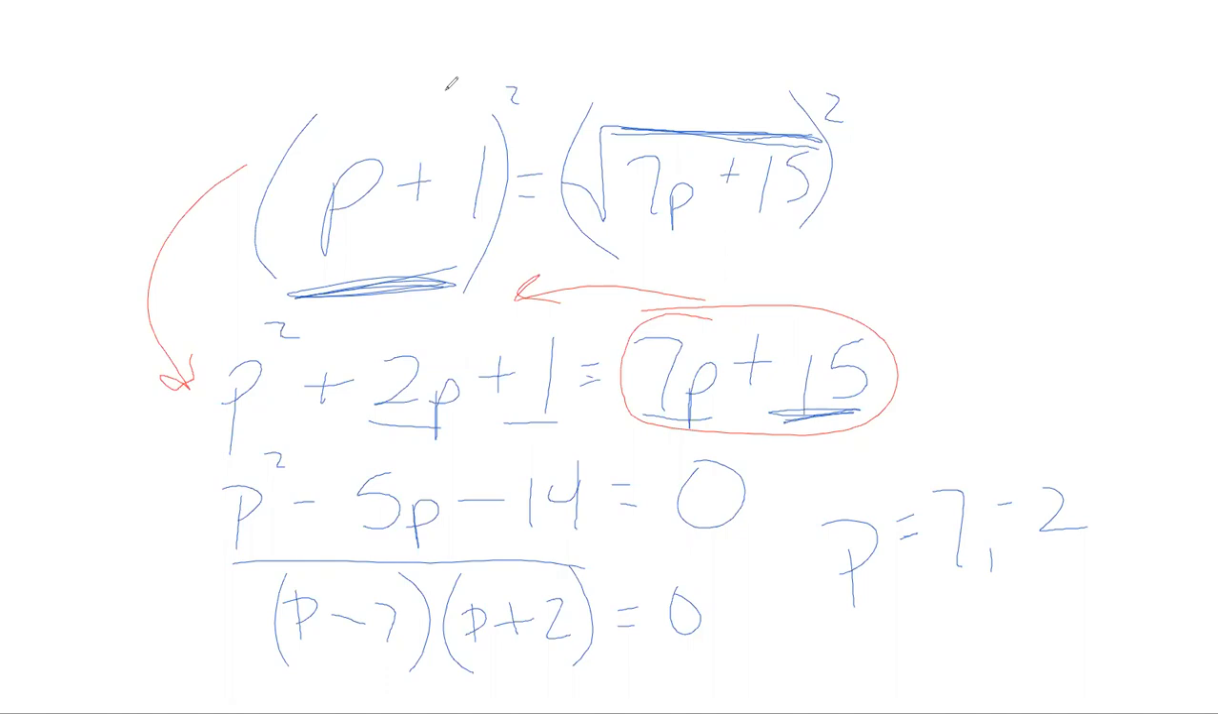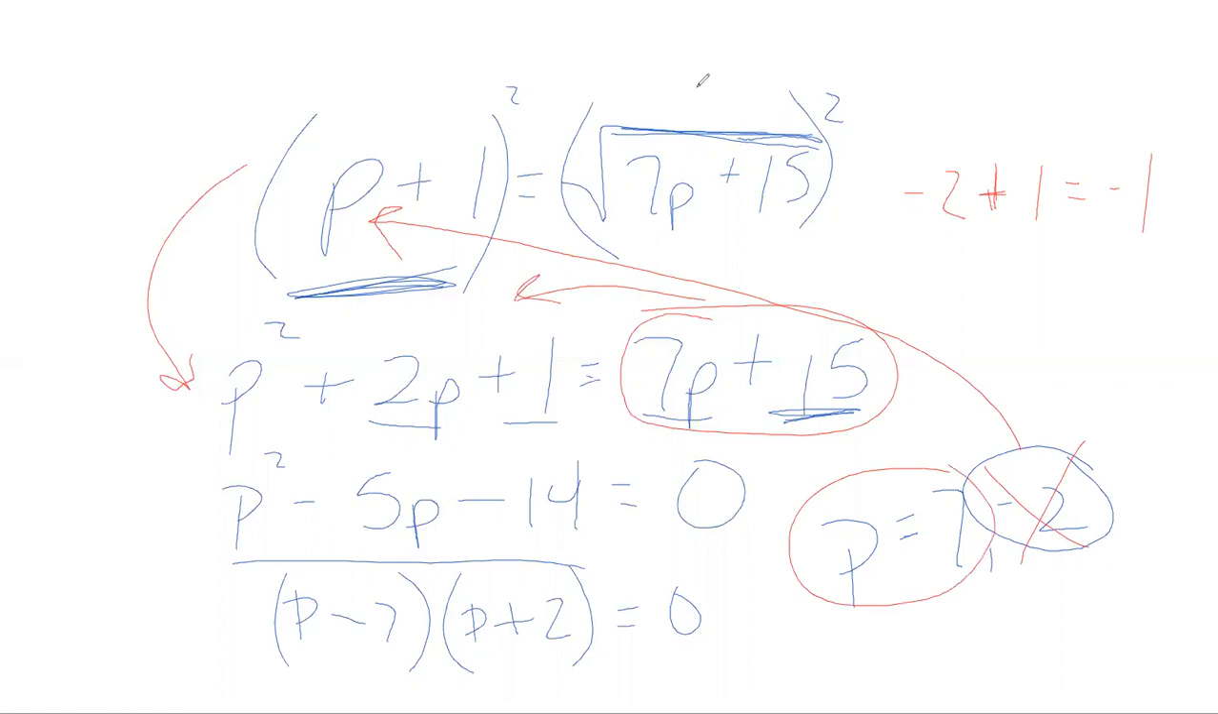Now, one of those is going to work and one of those is not going to work. Why is the -2 not going to work this time? When I plug it in up here, I get -2 plus 1, which gives me -1, and my square root cannot equal -1, so I know -2 is out. p equals 7 is the only one I need there.